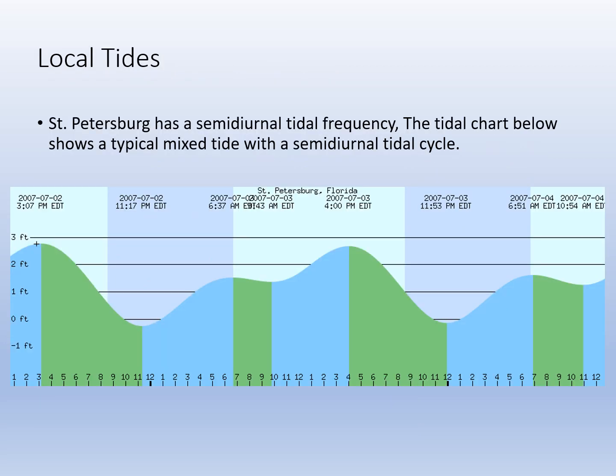This is a tidal chart taken from St. Pete. Here's a high tide, and the highest is where that little hatch mark is, a little less than 3 feet, and the low tide is a little below mean sea level. Then our next high is far more moderate, about 1.5 feet, and our next low is moderate, about 1.25 feet. So there are 2 lows and 2 highs in a 24-hour period, but they're of different heights. That's mixed. That's our local tide.